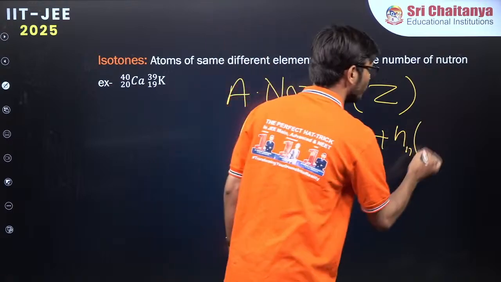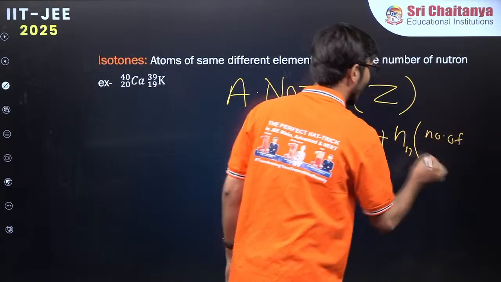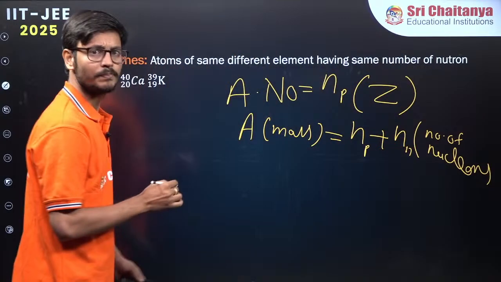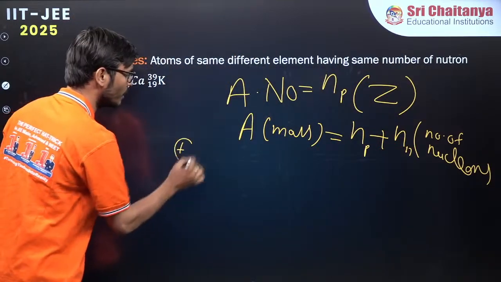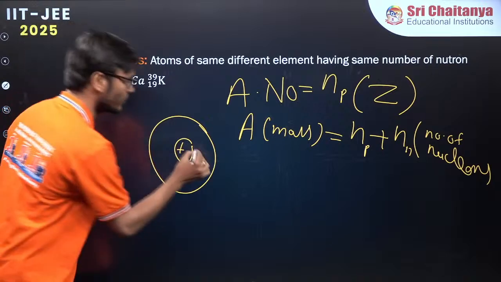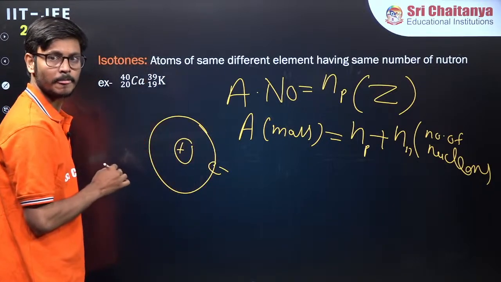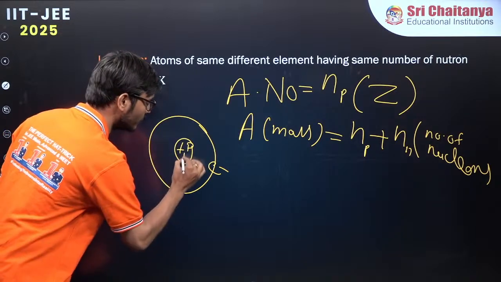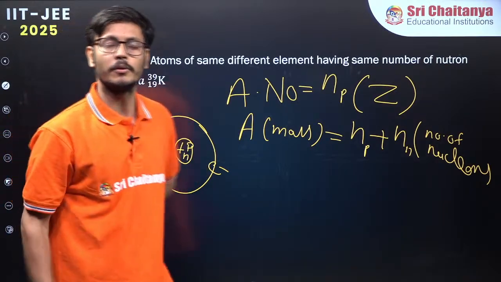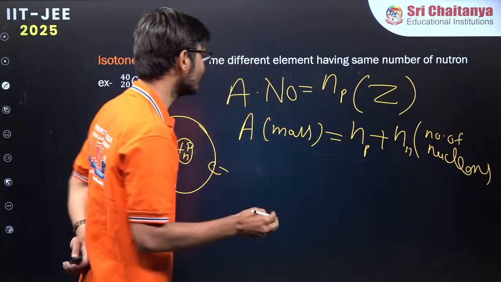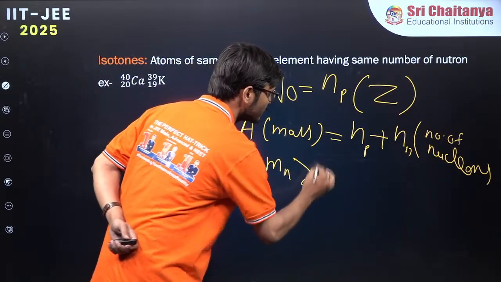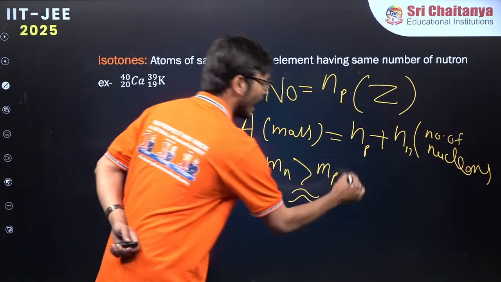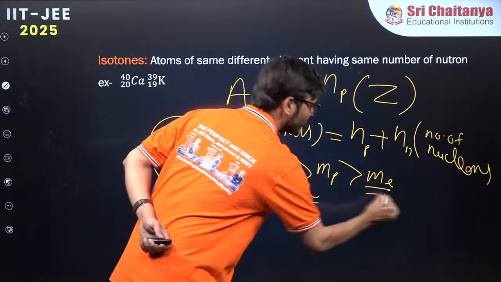So it is also known as number of nucleons. Why is it known as number of nucleons? Reason being, there is a nucleus and there are orbits. Electrons revolve in the orbits. In the nucleus we have protons and neutrons. As we have seen, the mass of neutron is more than the mass of proton, which is approximately equal, and it is very, very greater than the mass of electron.